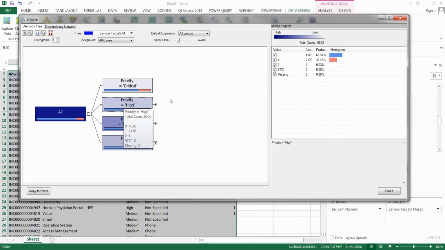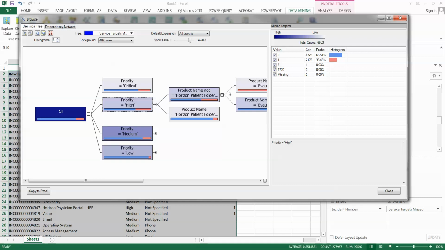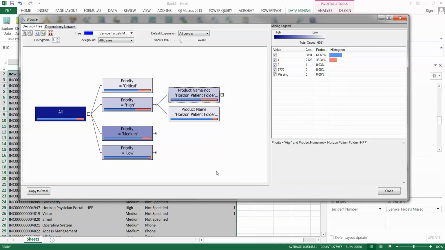Let's look at these highs. As I highlight the high, I notice that there's a 33% chance of a breach. I'm only meeting 66% of my highs. That's kind of an issue. So I want to drill down that path. And we're just going to drill one step further down.